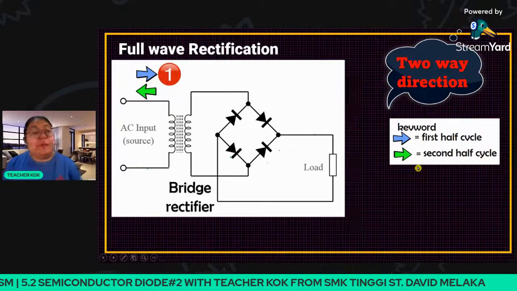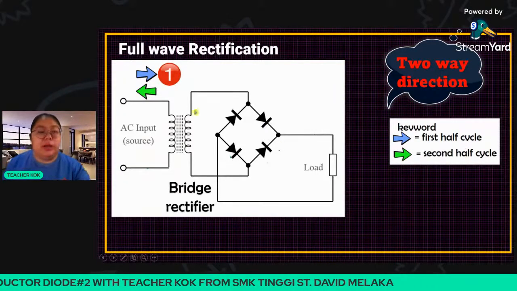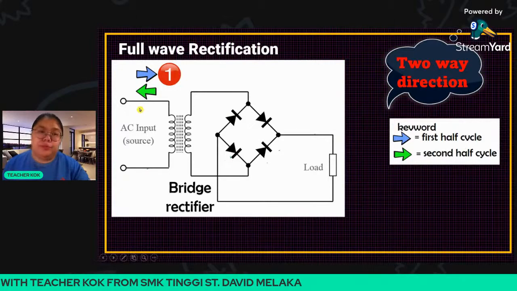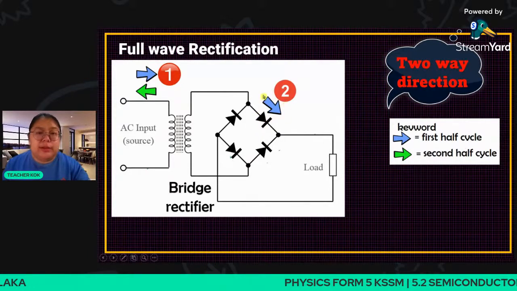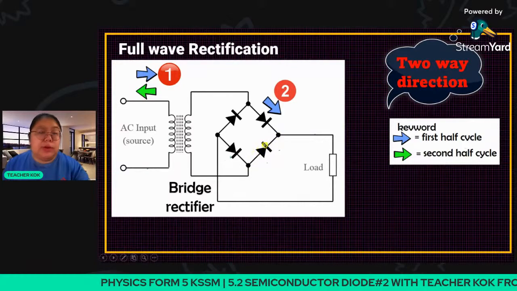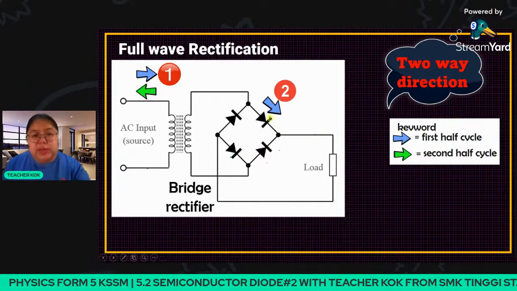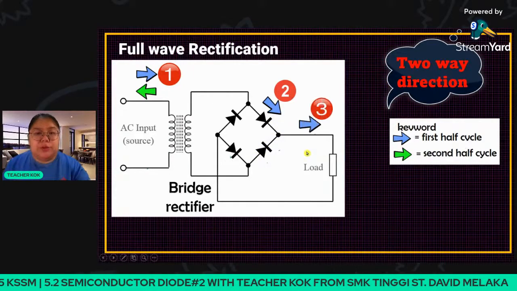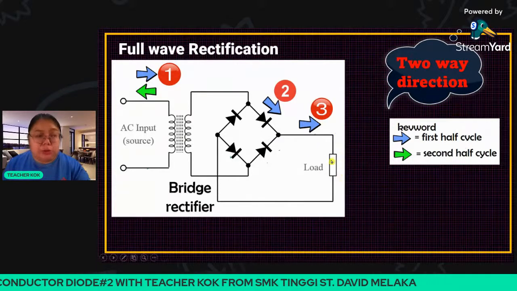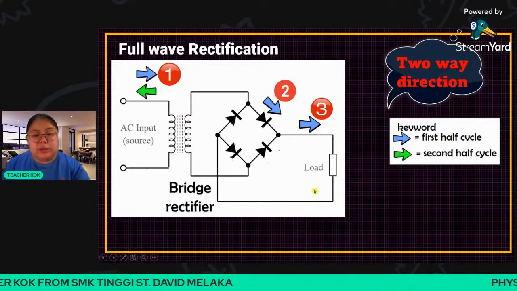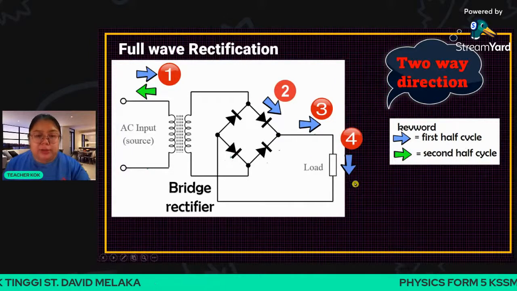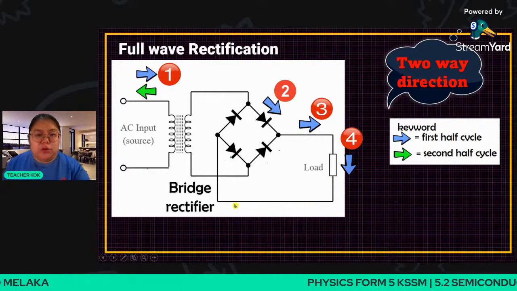We start with number one. Number one, we start from the AC input. Then they go through to the first diode, they go in. When they go in, this part cannot go because this one is reverse bias. So they must go to the load. So number three, they go to find the load. Now the direction going to the load is downwards. After the load, they will go back.